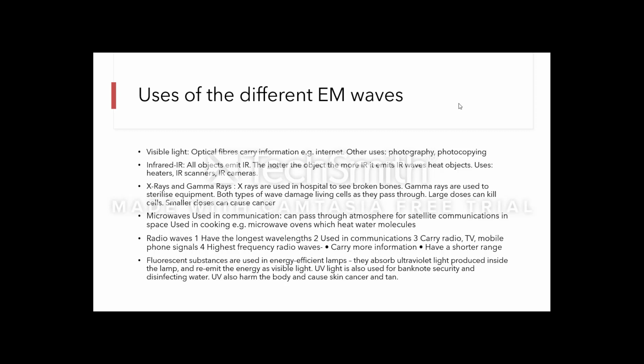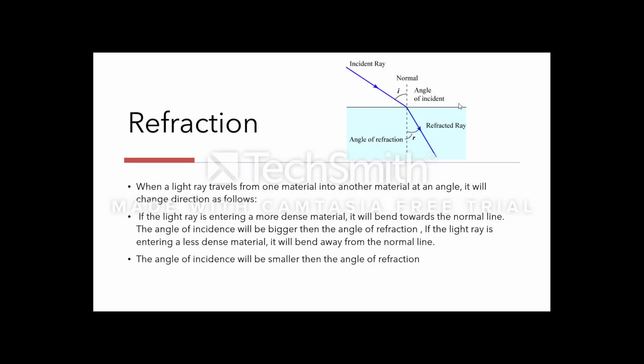Then fluorescent substances are used in energy efficient lamps. They absorb ultraviolet light. So ultraviolet light harms the skin because it causes skin cancer and tan, and it's also used in banknote security. So if a robber goes into a bank, there's special ink that falls on him, and then they can find the criminal by that ink, and they also use it to disinfect water.